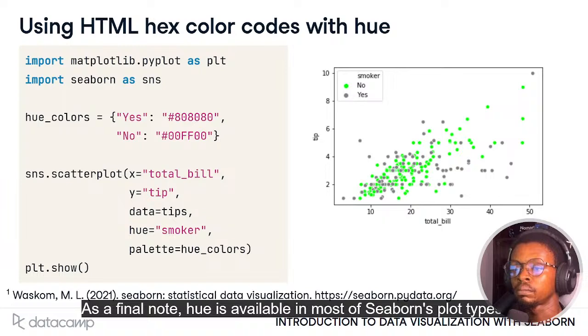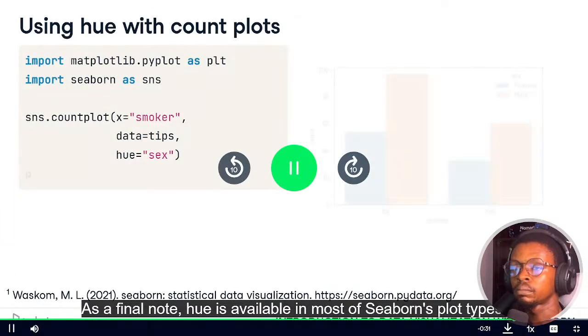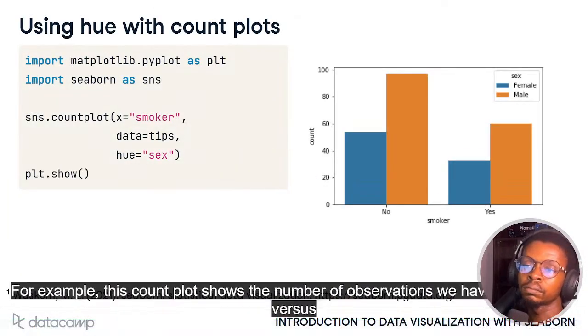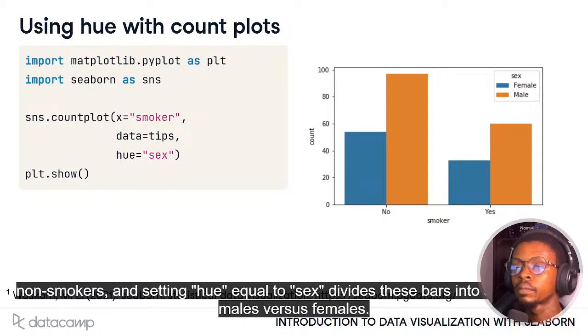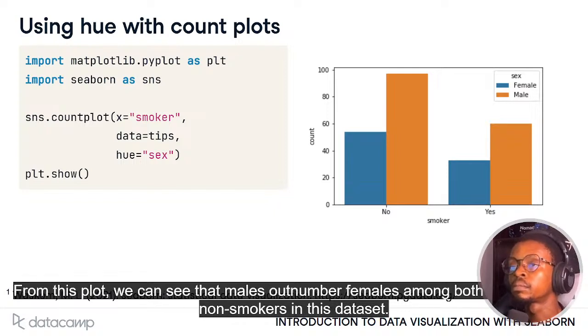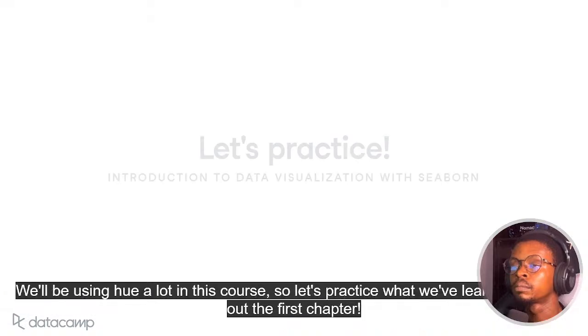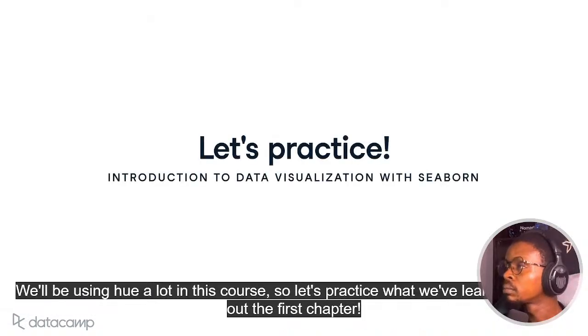As a final note, hue is available in most of Seaborn's plot types. For example, this count plot shows the number of observations we have for smokers versus non-smokers, and setting hue equal to sex divides these bars into subgroups of males versus females. From this plot, we can see that males outnumber females among both smokers and non-smokers in this dataset. We'll be using hue a lot in this course, so let's practice what we've learned to round out the first chapter.